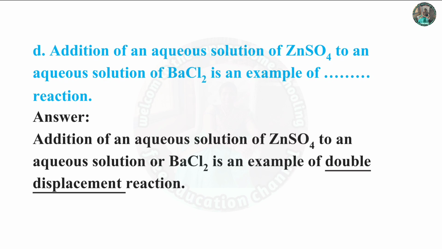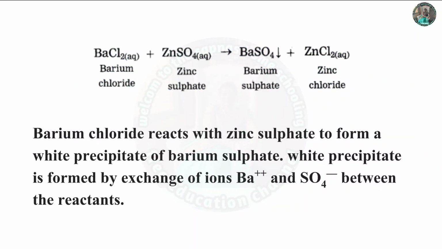D. Addition of an aqueous solution of zinc sulphate to an aqueous solution of BaCl2 is an example of dash dash reaction. Addition of an aqueous solution of ZnSO4 to an aqueous solution of BaCl2 is an example of double displacement reaction. So this is the reaction.